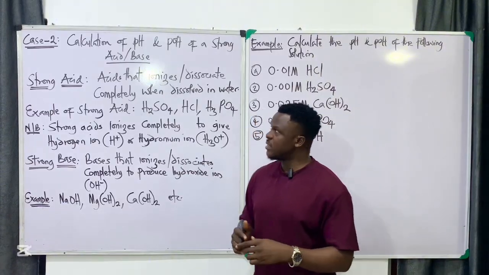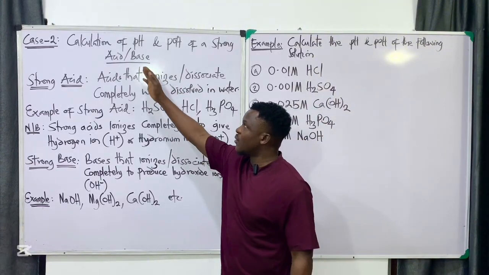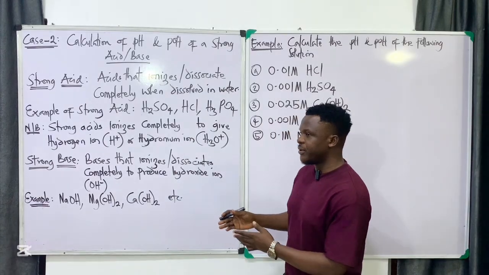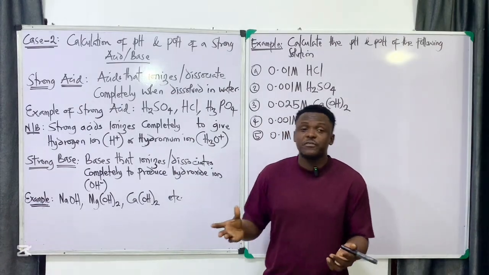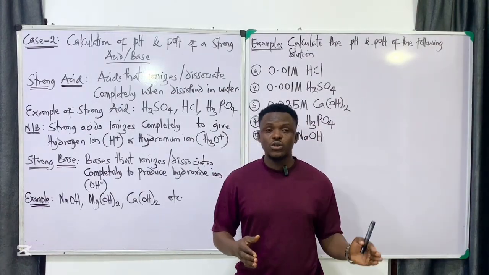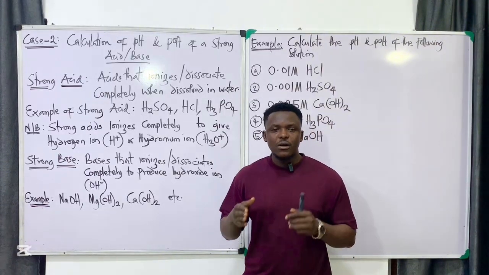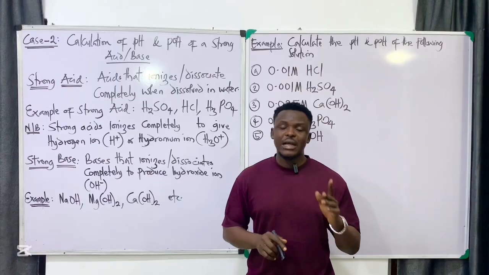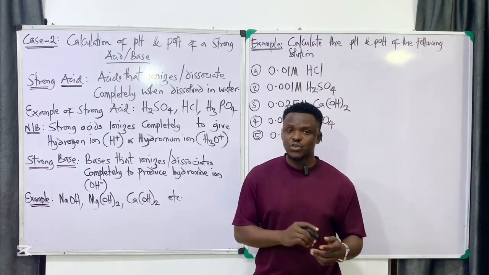Now, case number 2 is a case where you'll be asked to calculate the pH or the pOH of a strong acid or a strong base. But the issue there is that a majority of persons don't really know how to differentiate a strong acid from a strong base. But ensure you watch this video to the end, so that when we start talking about a weak acid, you will know how to differentiate a weak acid from a strong acid.